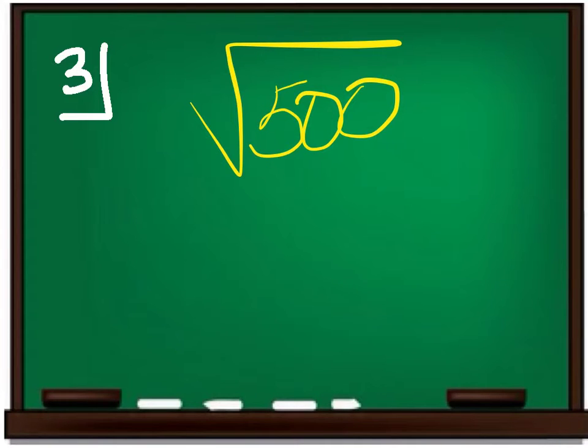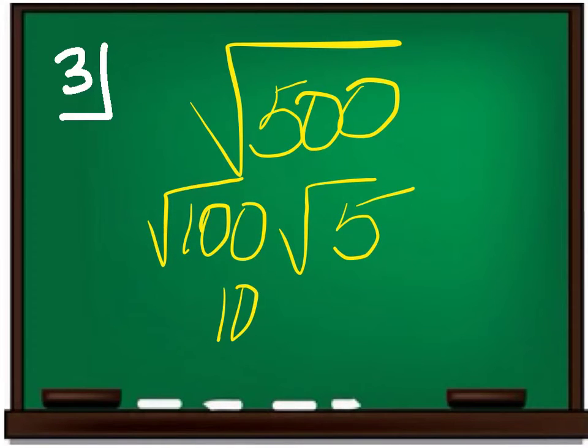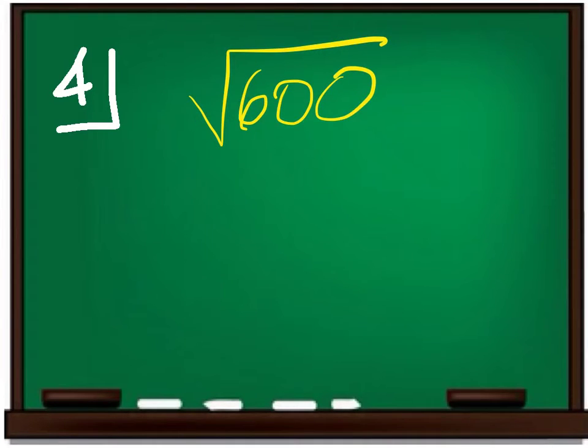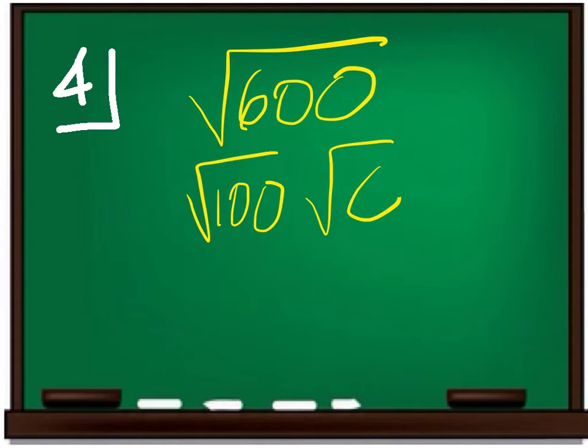This one breaks up as the square root of 100, square root of 5, which is 10 square root of 5. This one is the square root of 100, square root of 6, so that's 10 square root of 6.